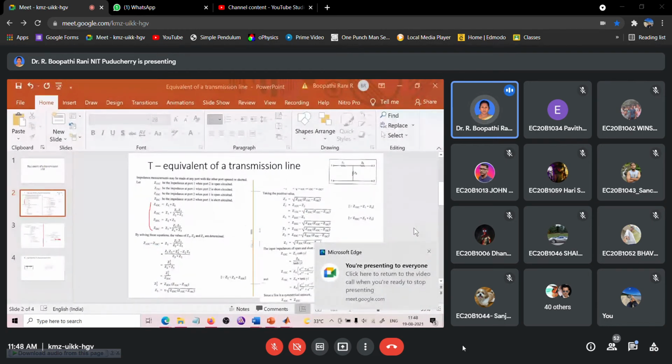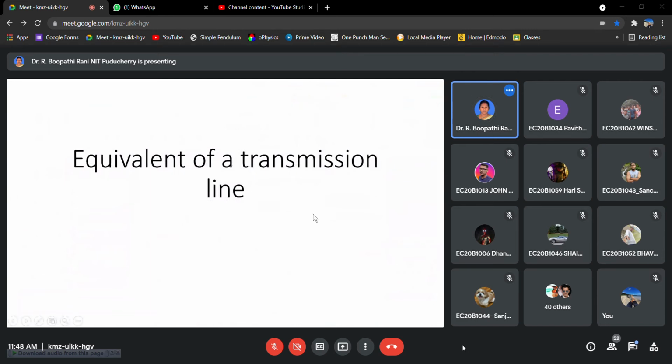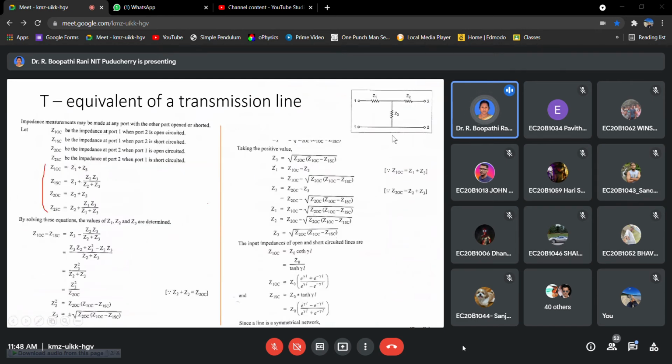Next, we are going to see about the equivalent circuit of a transmission line. We have seen the equivalent circuit of a transmission line in previous classes also. The line can be equivalently drawn using RLCG components, R, L, C, G. So this is for per unit length of a transmission line.